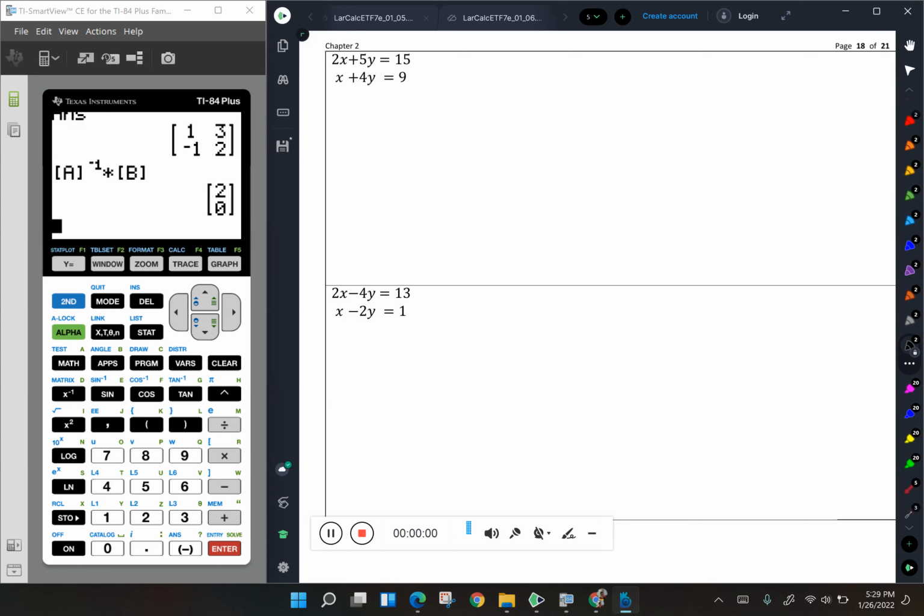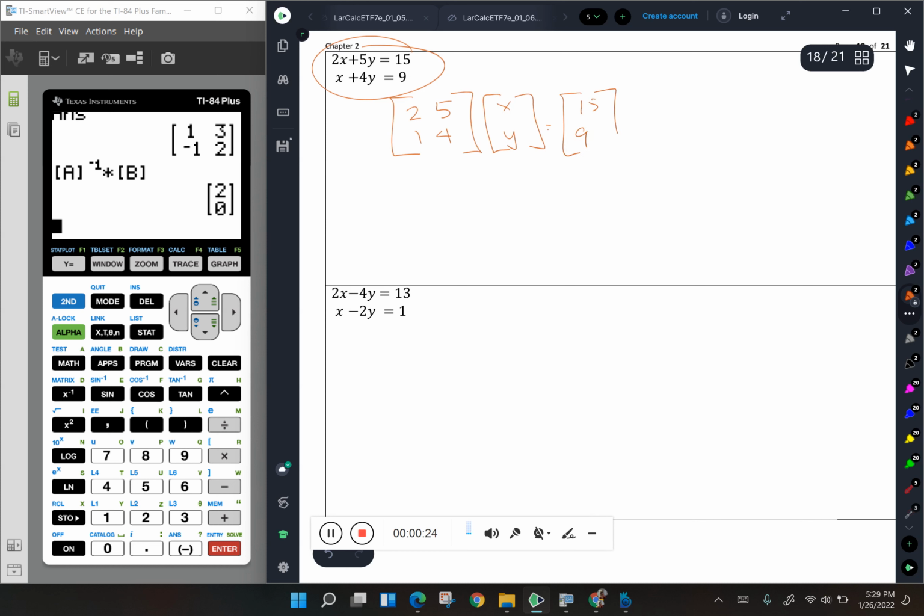All right, so here we go with part 2 of section 2.5. We're solving systems of equations using a matrix algebra approach. So I'm working on this system. First thing I'm going to do is rewrite it as a matrix. I have my coefficient matrix, 2, 5, 1, 4. I have my variable matrix, x, y. And this is equal to the constant matrix, 15, 9.